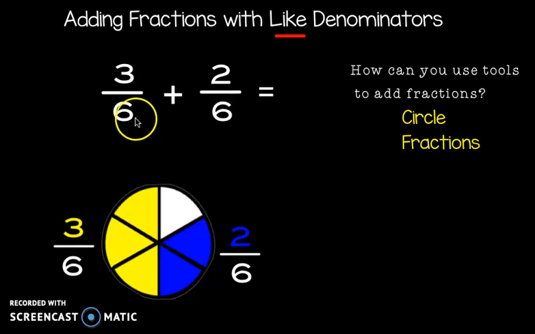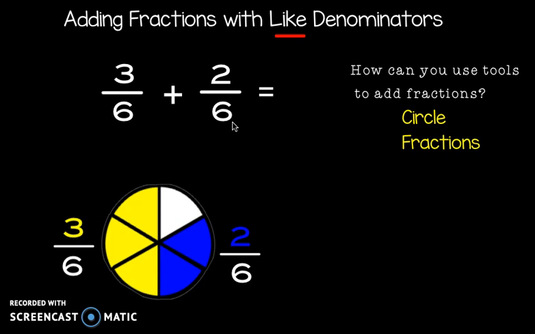Okay, let's add some fractions with like denominators. What do I mean by like denominators? It means that my two fractions here have the same number on the bottom, the same number of total parts, and that actually makes it quite easy when they're already in the same denominator.